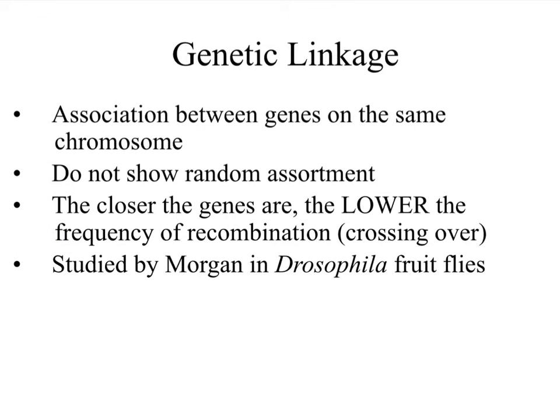There are some genes that are linked and will be carried and passed down from, let's say, parent to offspring together. The concept is called gene linkage. And so it's an association between genes on the same chromosome. So they will not randomly assort. They will be connected together. And so the rule is the closer the genes are on the chromosome, the lower the chance that they will cross over and separate. So this actual concept, and we'll see this a little bit later in the course, was studied by Thomas Morgan in the fruit fly, Drosophila.